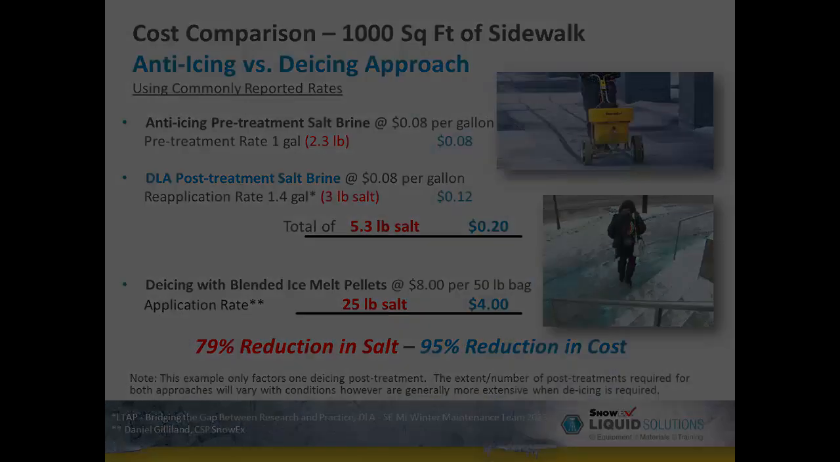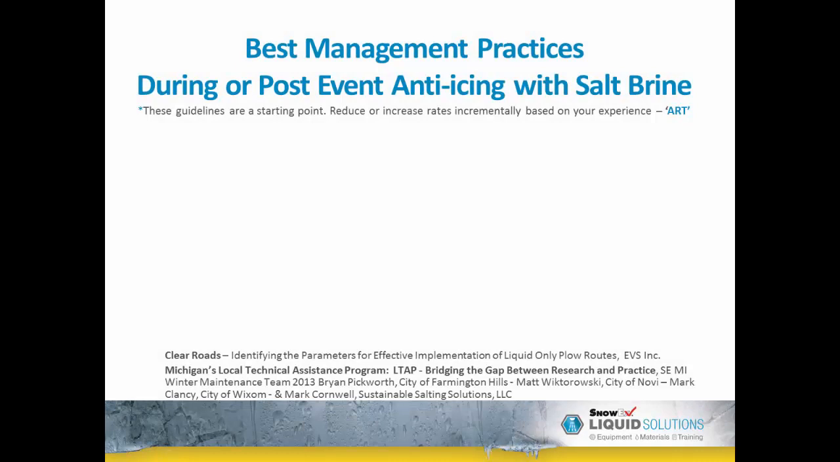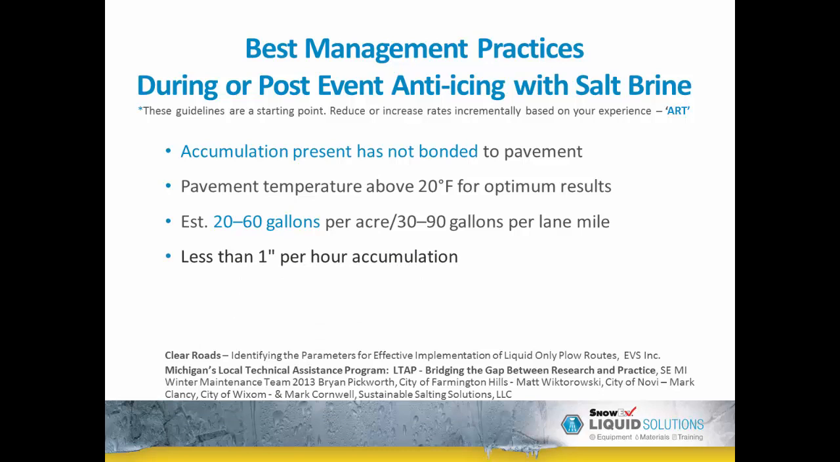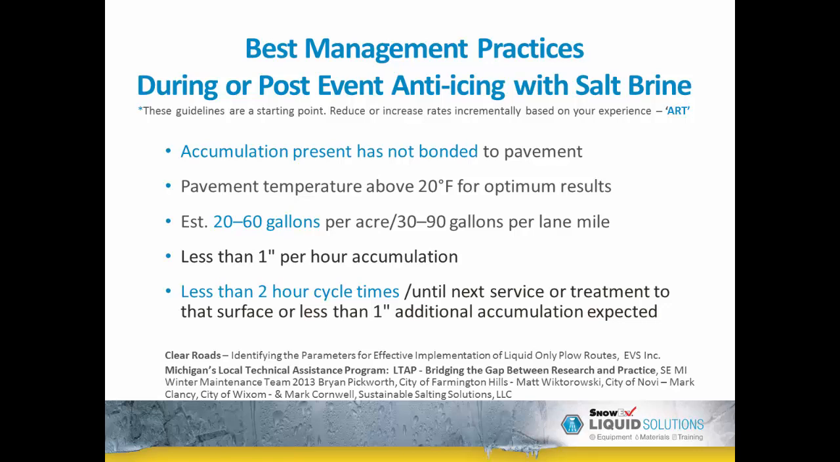To summarize, best management practices for anti-icing post-treatments with salt brine include the following parameters. Accumulation has not bonded to the pavement. Pavement temperatures typically fall above 20 degrees Fahrenheit. Application rates vary between 20 to 60 gallons per acre. The rate of ongoing accumulation is less than 1 inch per hour, and the cycle time is under 2 hours, or there is less than an inch of additional accumulation expected.